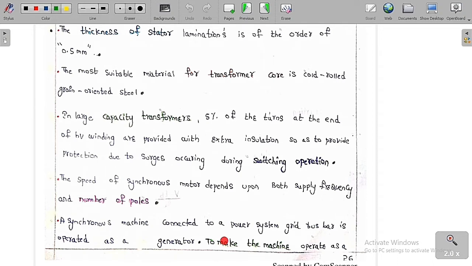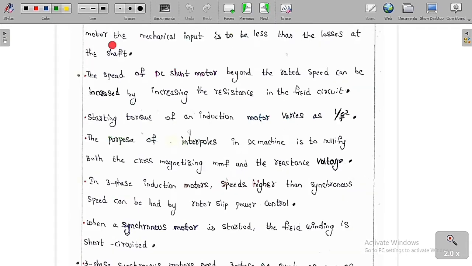A synchronous machine connected to a power system grid busbar is operated as a generator. To make the machine operate as a motor, the mechanical input is to be lesser than the losses at the shaft.